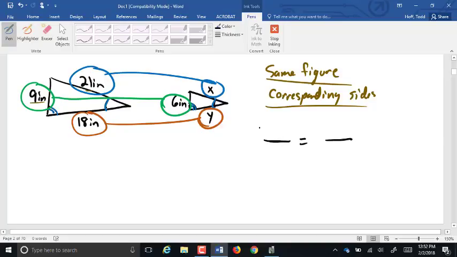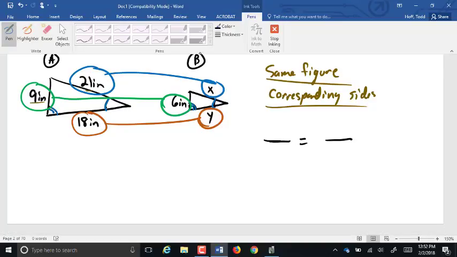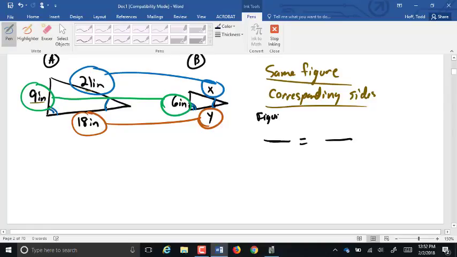Usually, I'm going to label this figure A and figure B. Usually, we have a ratio for each figure. So this is figure A here, and this is figure B. That's that first relationship. Actually, I should be careful there. Usually do that this way. And then we have also ratios for the corresponding sides.